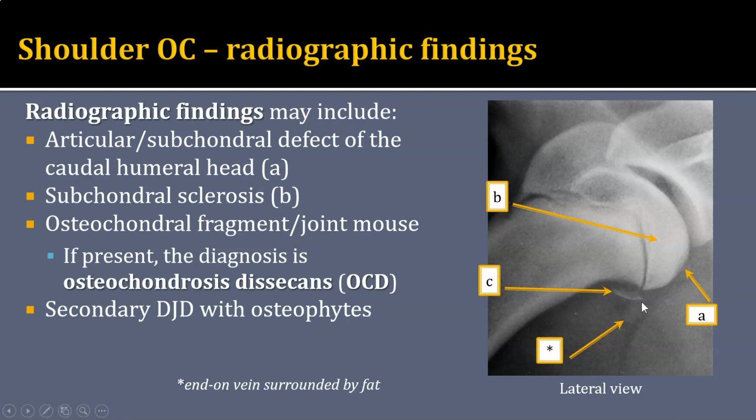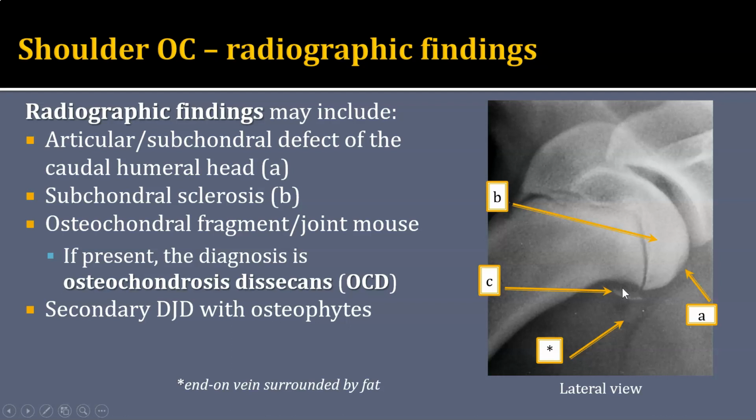But in this patient now, we can see this curvilinear mineral opaque osteochondral fragment, and this has arisen from this cartilage defect, and then it has migrated into the most common location where we'll find it, and that is in this caudal aspect of the shoulder joint. Again, it does not want to be confused by this soft tissue opacity, which is our end-on vein.